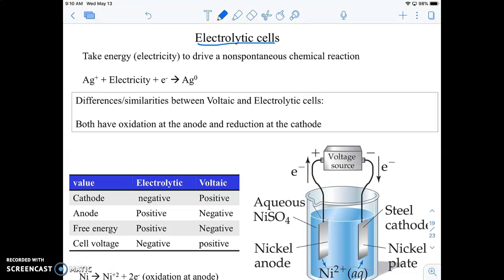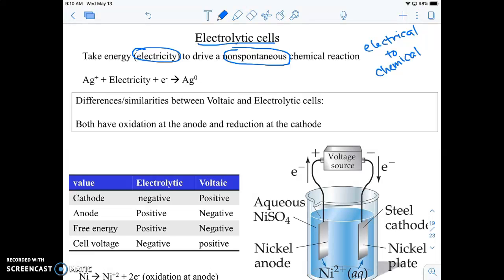And an electrolytic cell is another type of electrochemical cell that's different from a voltaic cell. So how is it different? First of all, it's not spontaneous. So this chemical reaction would not happen on its own. It has to be forced. And how do we force it to happen? We use electricity. So the energy transformation here is electrical to chemical. So it's the opposite of a voltaic cell in that way.